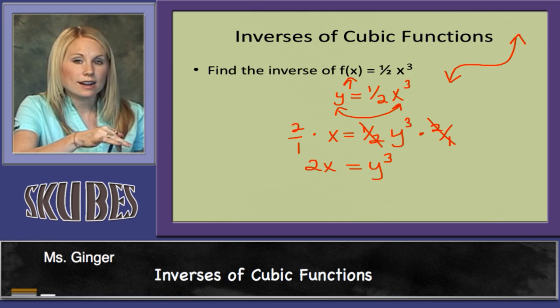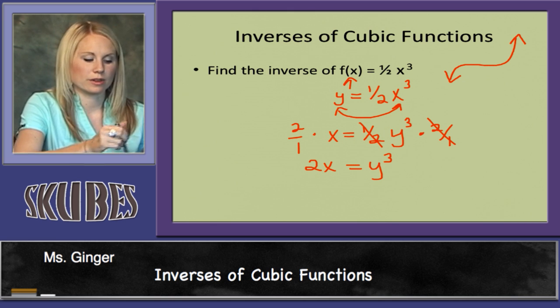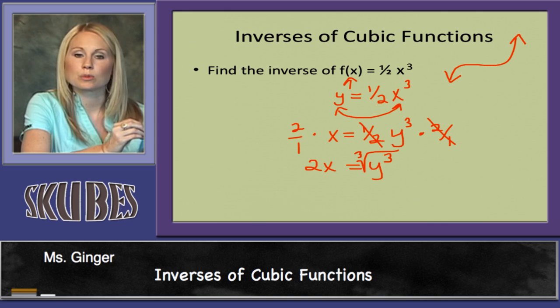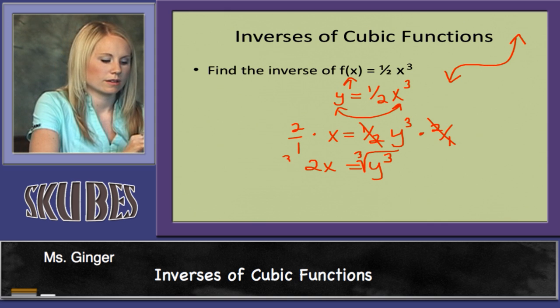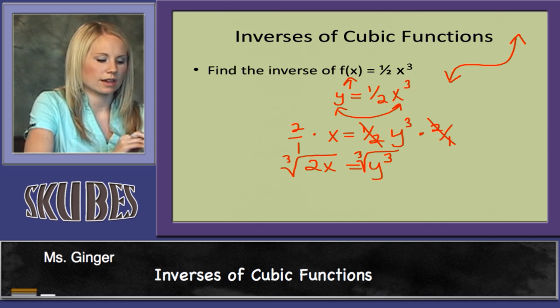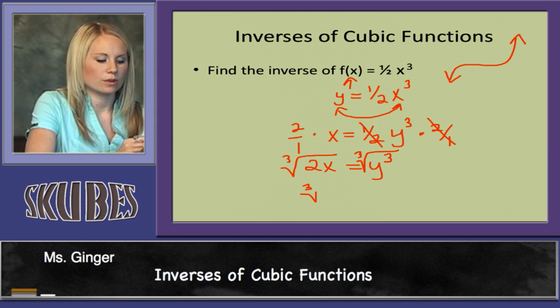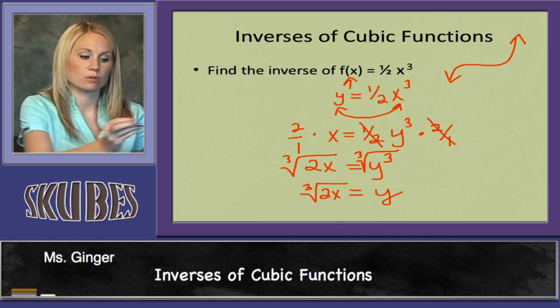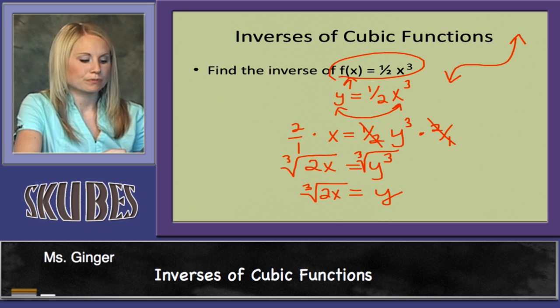I need y to be totally isolated, so I don't want that cubed power there, so I want to undo that as well. So what undoes a cube power is a cube root. So I'm going to need to take the cube root of both sides to do that. Left-hand side and right-hand side. So I've got cube root of 2x equals y. So we have now found the inverse of this original function up here.